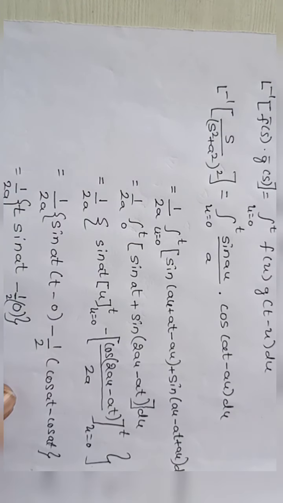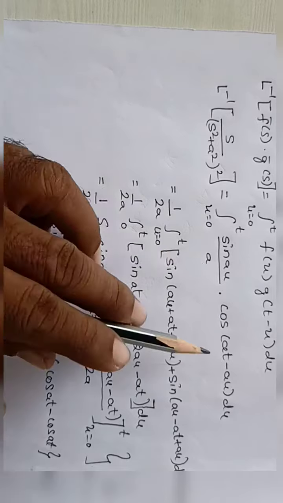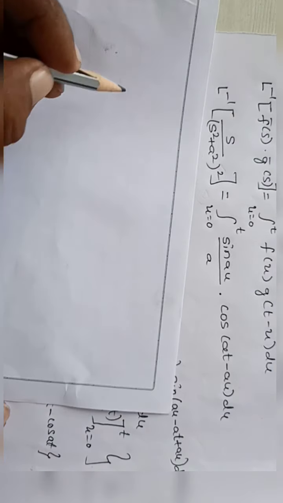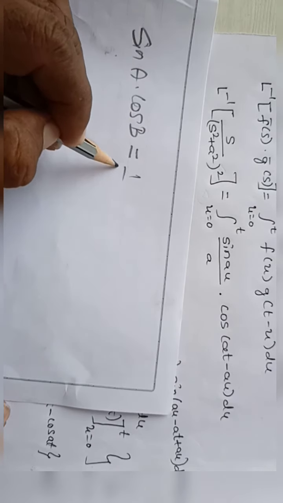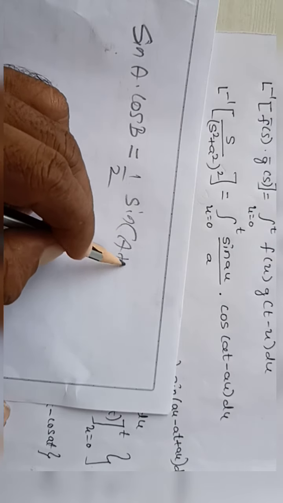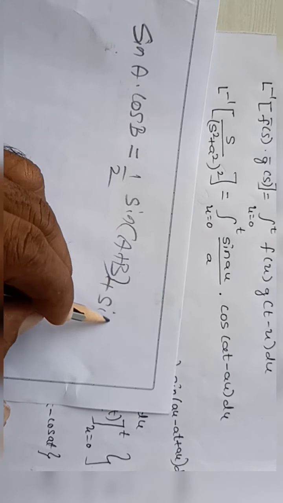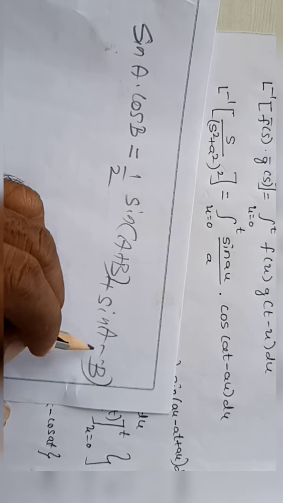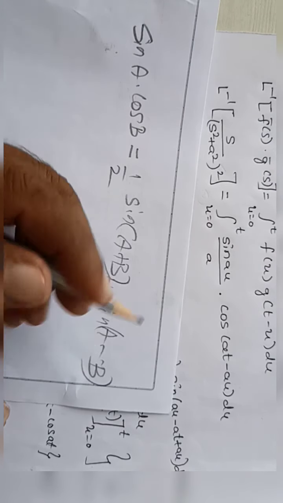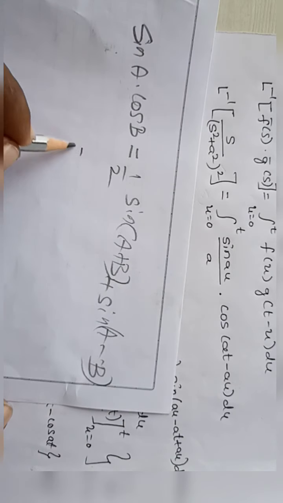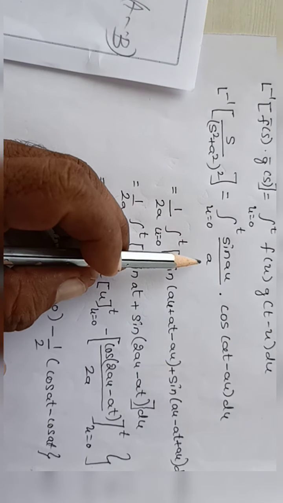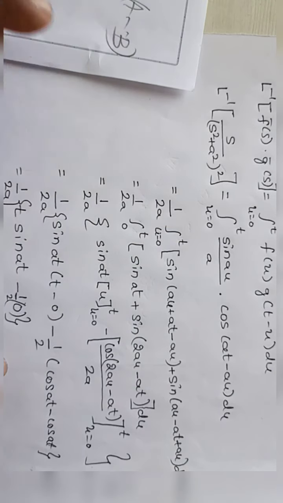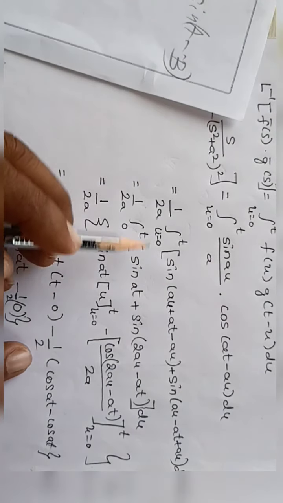Next, here one trigonometric function is there. What is that? Here sin A cos B. We can write sin A cos B is equal to half of sin A plus B plus sin A minus B. Correct? Sin A plus B, sin A minus B. So half is there in the formula. A constant is there, I have taken outside, and 1 by 2 also I have taken outside, so it is 2A.